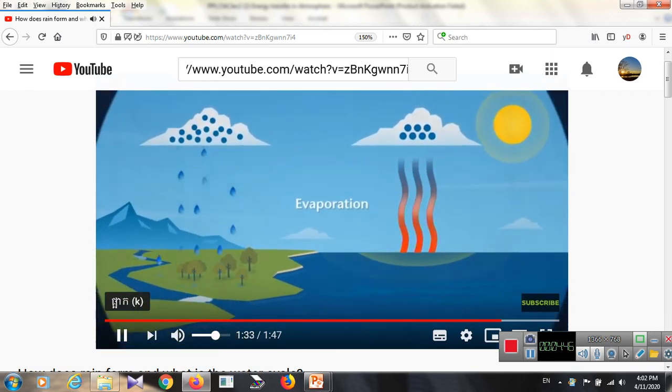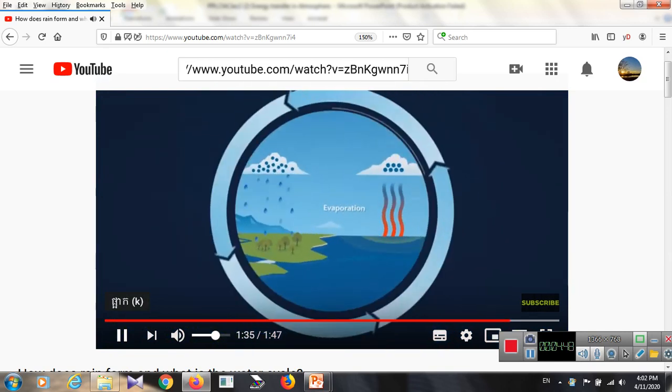This is called the water cycle and keeps water moving from the ground to the sky, providing the water needed for plants, animals, and people to survive. So now you know.